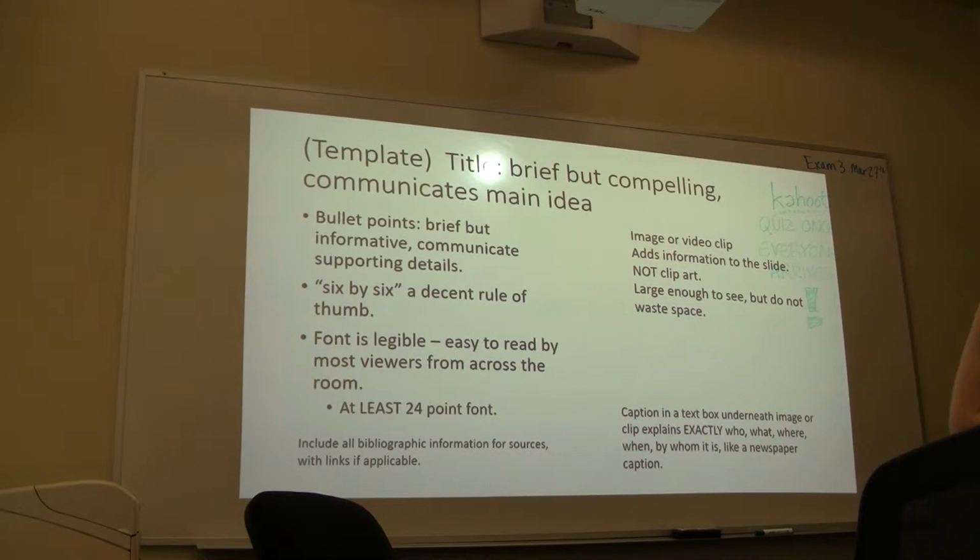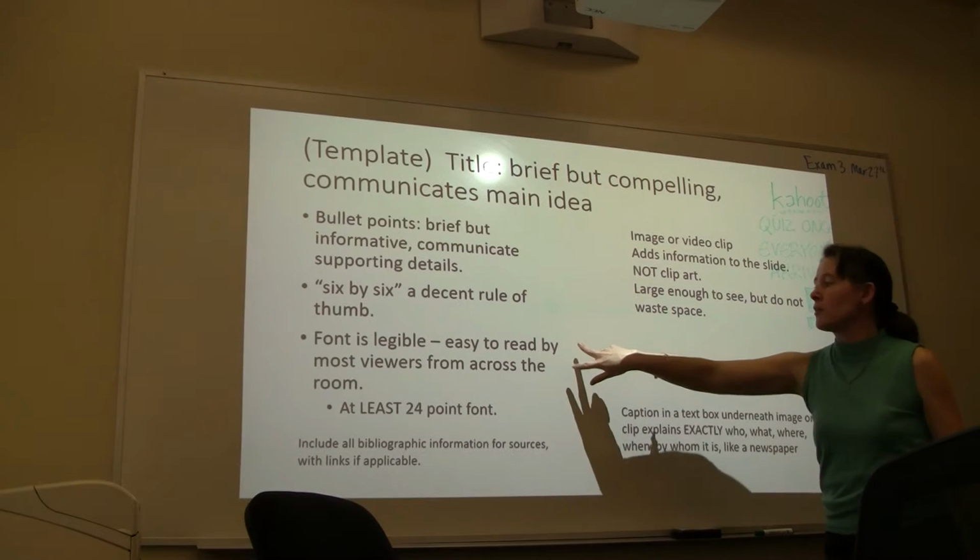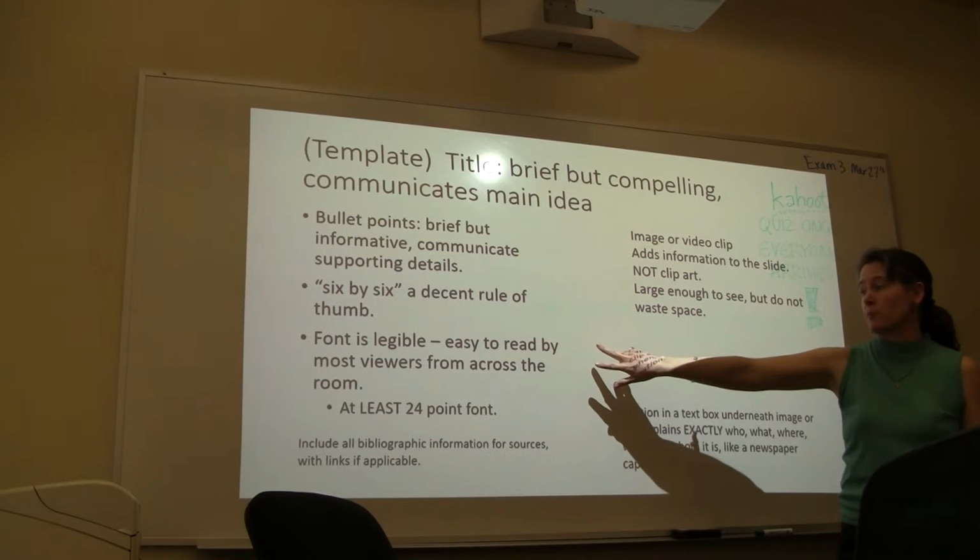Writing bullet points is harder than you might imagine. They've got to be long enough to communicate some substantive information to your viewer, but not so long that they're hard to see, and your viewer gets lost in reading your bullet points instead of listening to you. The textbook has a good rule of thumb. They call it 6 by 6. 6 bullet points of roughly 6 words each. You can go longer than 6 words, but it's a pretty good rule of thumb and easy to remember. So just gotta hold that in mind as you're writing your bullet points. Make sure your font is legible, easy to read by most viewers from across the room.